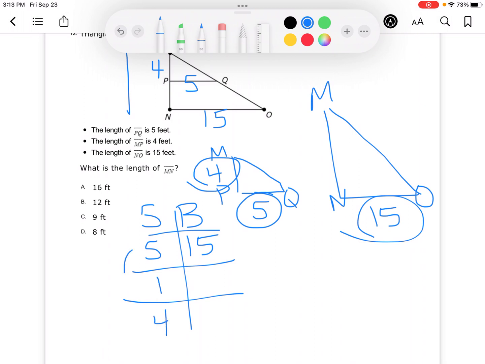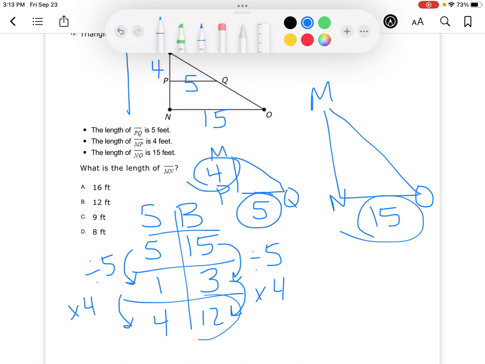So I'm going to go for 1. So I'm going to divide by 5. 15 divided by 5 is 3. Then I'm going to multiply by 4, and I get 12. So my answer should have been B, 12.